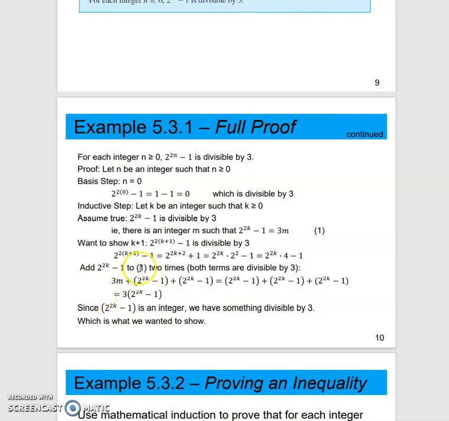So I'm going to look at equation 1, and I am going to add 2 to the 2k minus 1 to that equation 2 times. And do note that both of those terms are divisible by 3. So I've got 3m, I'm adding it 2 times, and I'm going to do that on the right-hand side as well. On the right-hand side, I've got 3 of them, so I can write it as 3 times 2 to the 2k minus 1. We've already said that's an integer, so I have something in the form of 3 times an integer. That is divisible by 3.